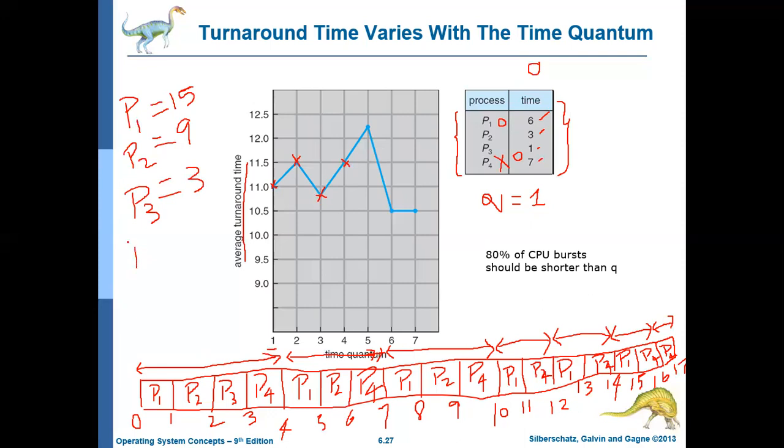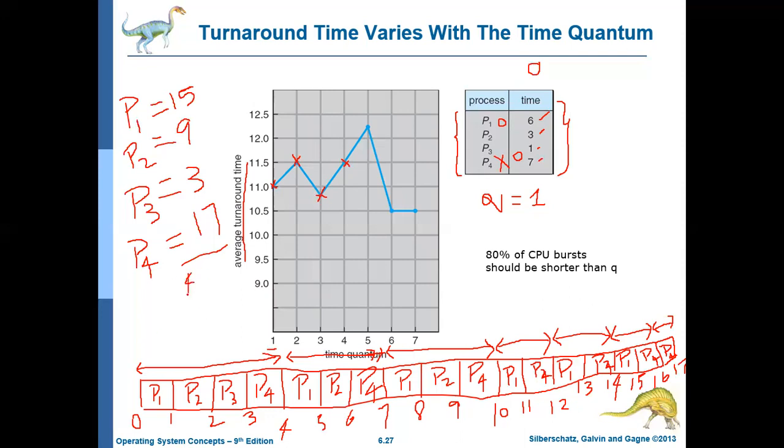And P4 is the one which finished last. P4 completes at the 17th millisecond, so its turnaround time is 17 minus 0, that is 17. Now add all these values and divide. If you add 15 plus 9 plus 3 plus 17, you get 44.